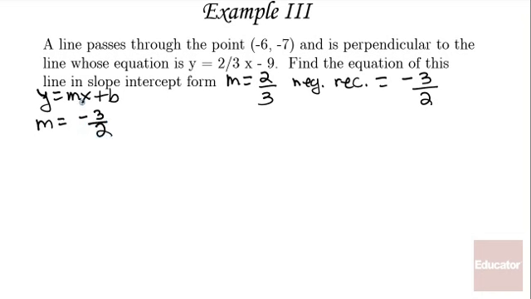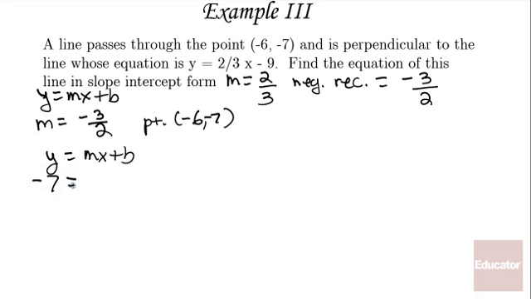As usual with slope-intercept form, I need to find b. I need to find the y-intercept. And once again, I've got a point on the line, and I've got my slope. So I can go ahead and use that point and the slope to find b. So y equals mx plus b.